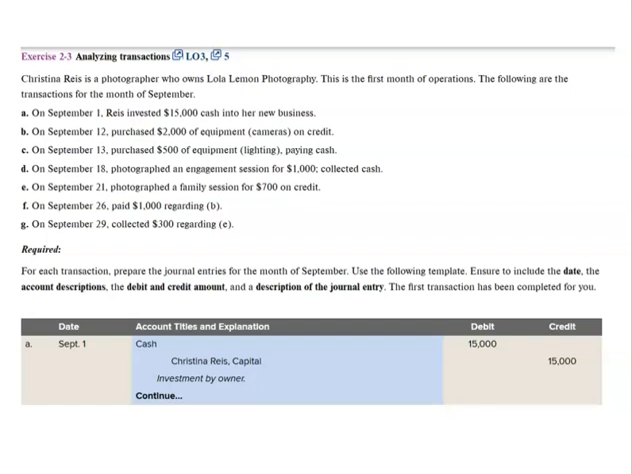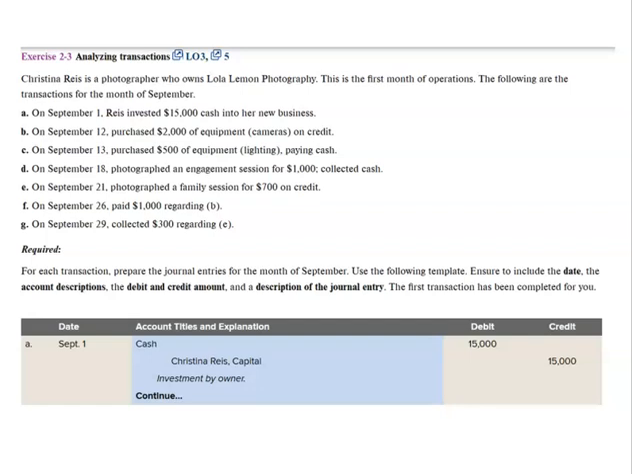So on September 1st, Reese invested 15,000 cash in her new business. Okay, so we put the date. We need to put the account titles and the explanations, and it may be good for you to also start creating account numbers based on the rules that you learned for the chart of accounts, but it isn't a requirement for this question.